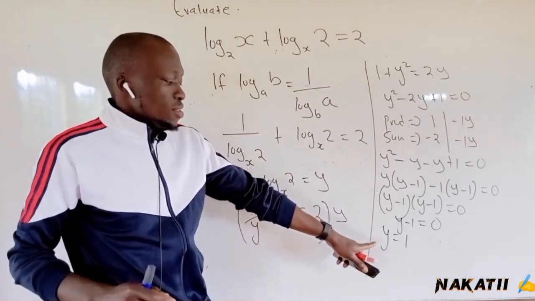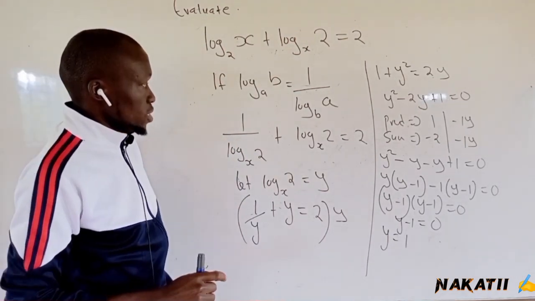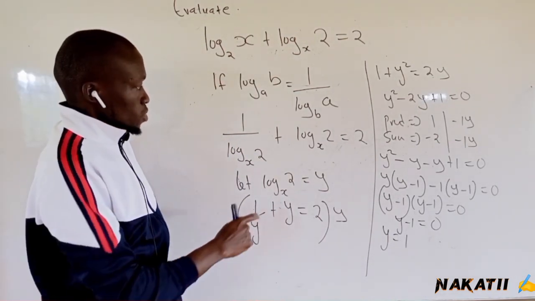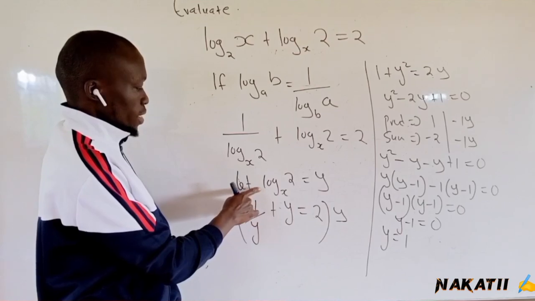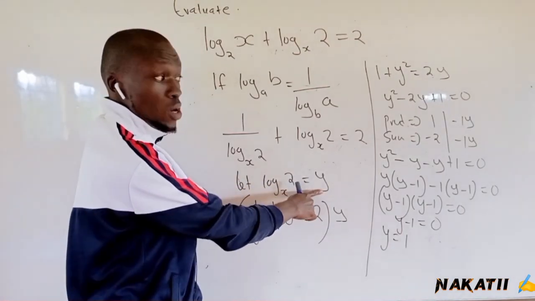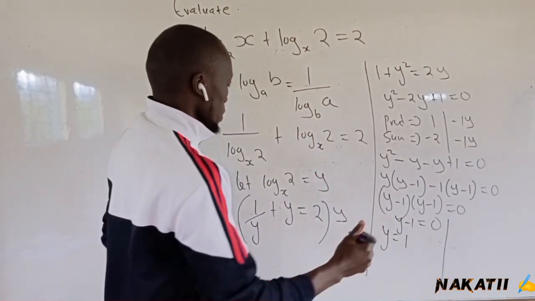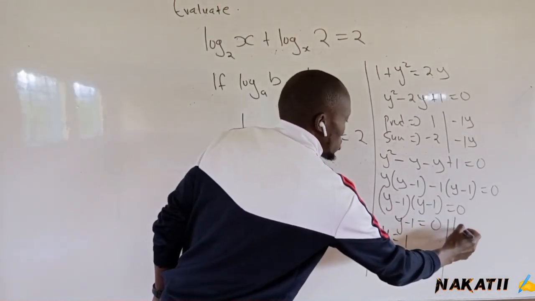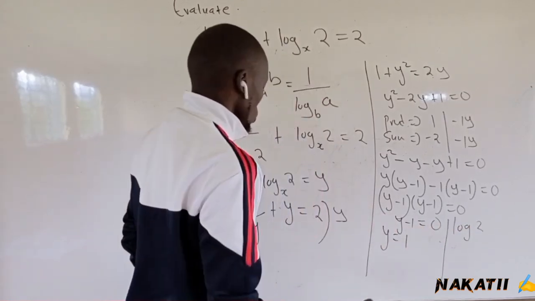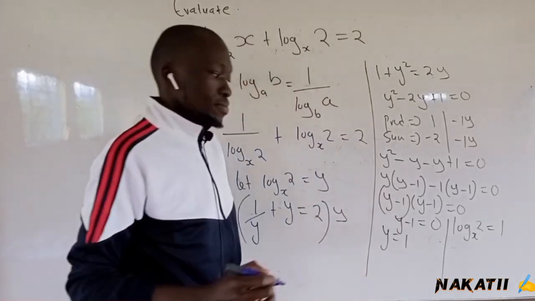We were not told to find the value of y. We were told to find the value of x. That's what you are looking for. We come back here where we said let log 2 to the base of x be equal to y. We now have the value of y. We're going to say log 2 to the base of x is equal to 1.